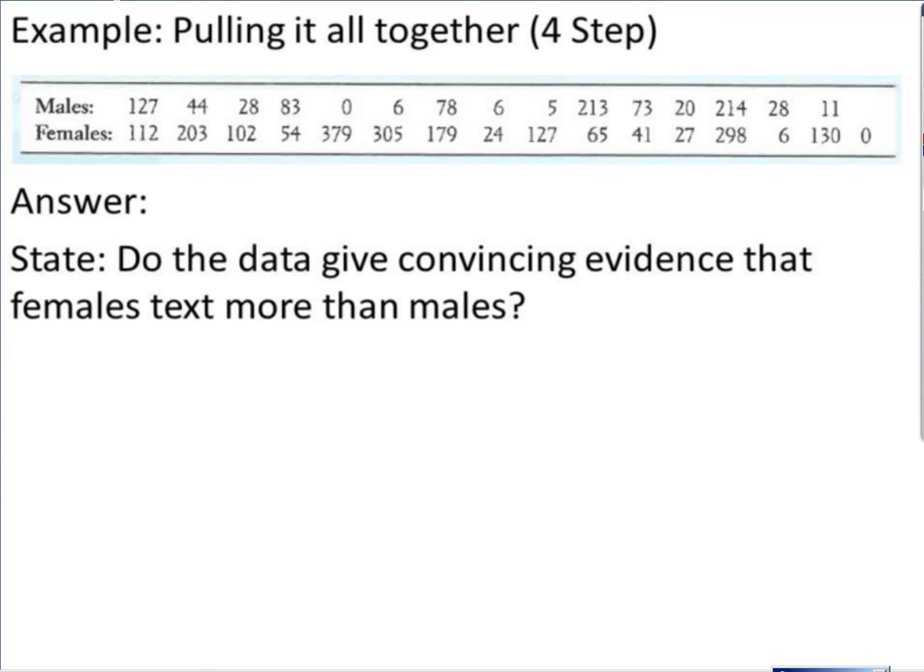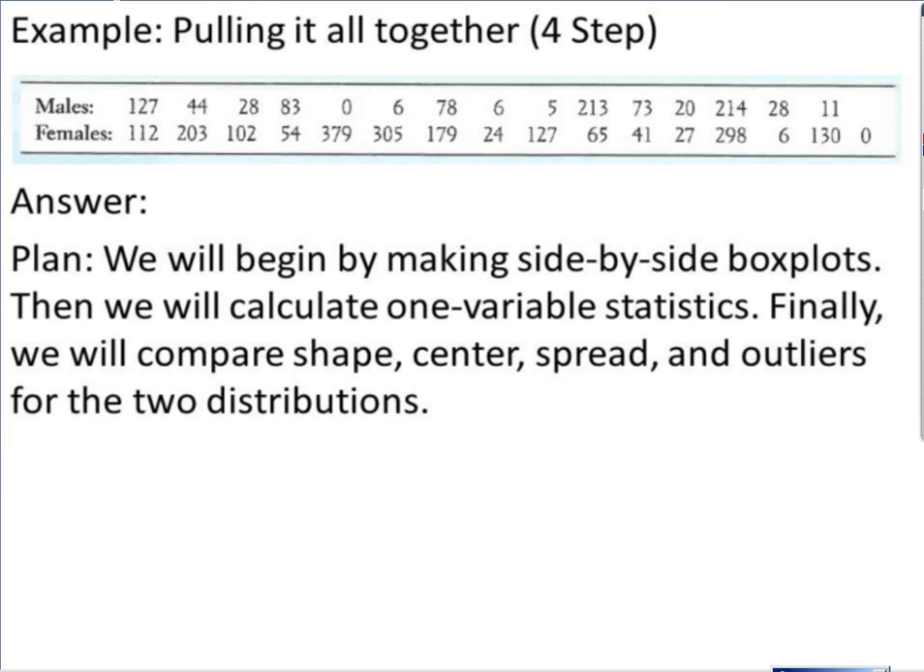Next, we need to come up with a plan. We will begin by making side-by-side box plots. Then we will calculate one variable statistics. Finally, we will compare shape, center, spread, and outliers of the two distributions. So then we're actually going to do these things.